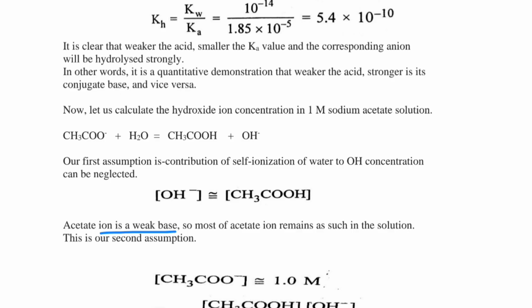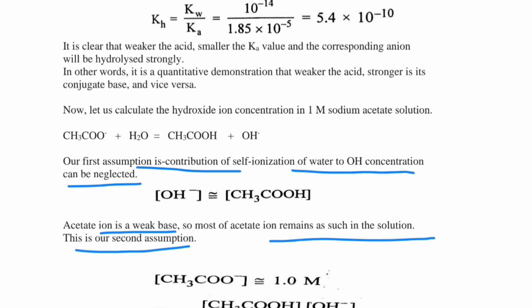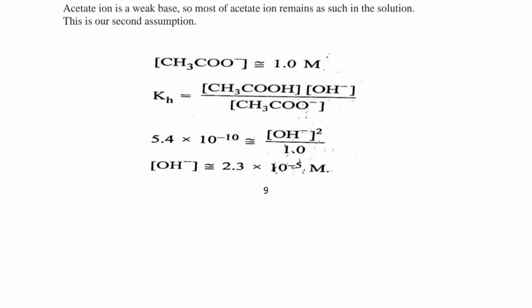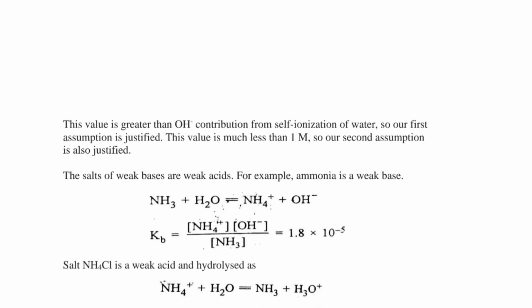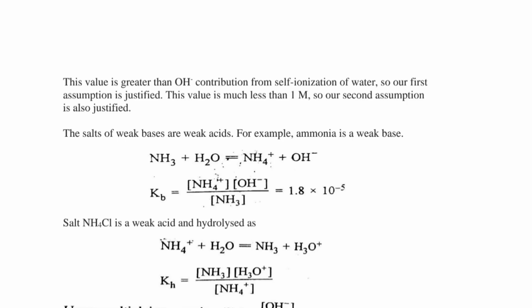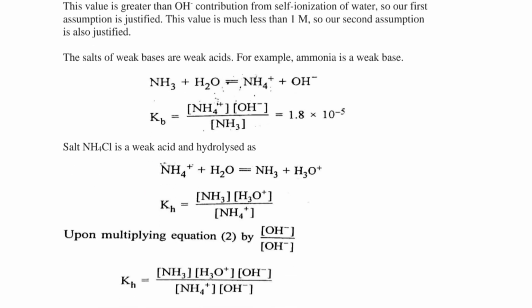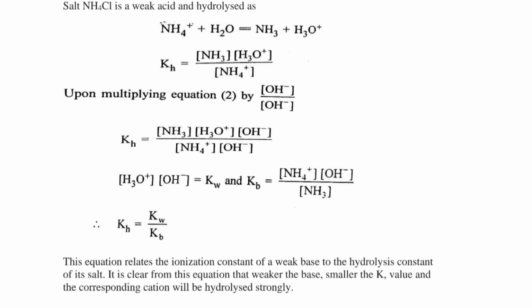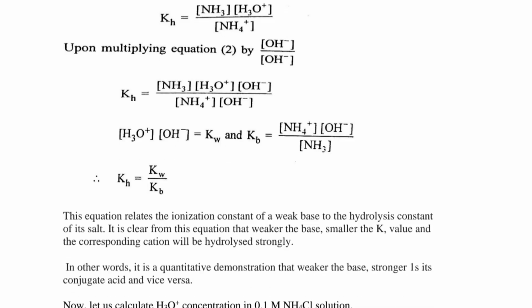So most of the acetate ion remains in the solution. This is our second assumption. The first assumption was that self-ionization of water to OH concentration can be neglected. We find the OH concentration. Kb is the constant for the base. KH, I told you earlier as well, is the hydrolysis constant.